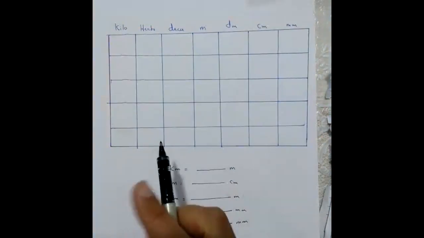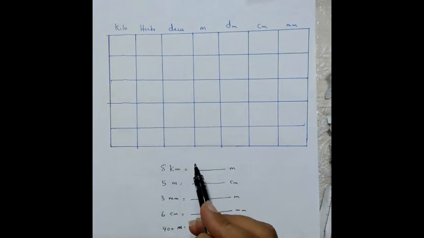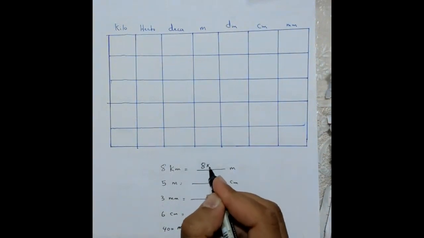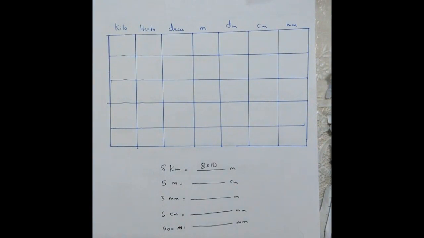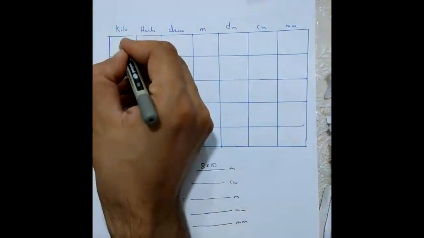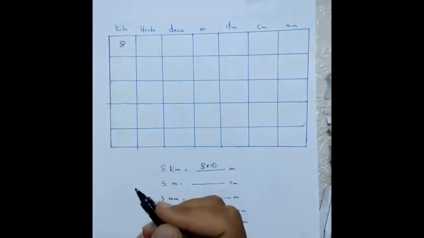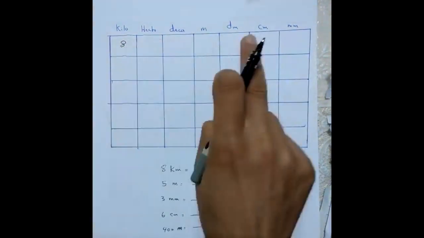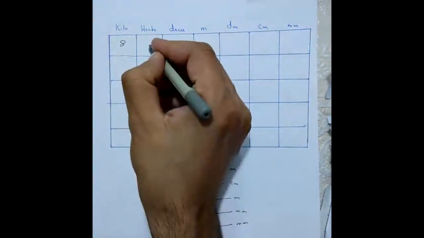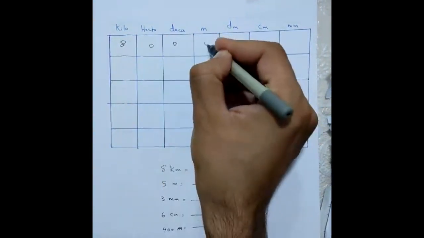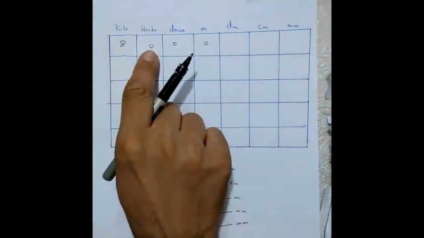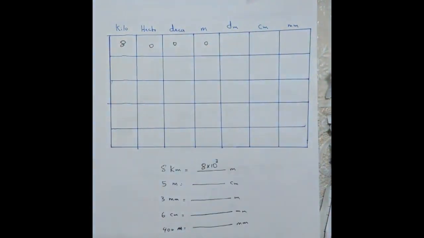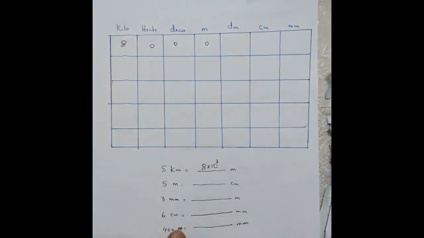For example, if you have 8 kilometer, how can we transfer it? I will write 8 here times 10, and then how many zeros is the distance between the kilo and meter? It will be zeros, 1, 2, 3. So how many zeros? 1, 2, 3. I will put 3 here, so 8 times 10 to the power 3.